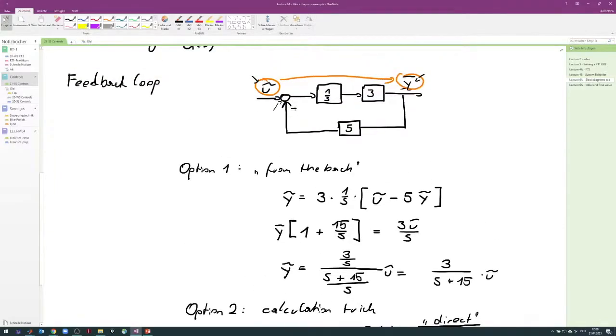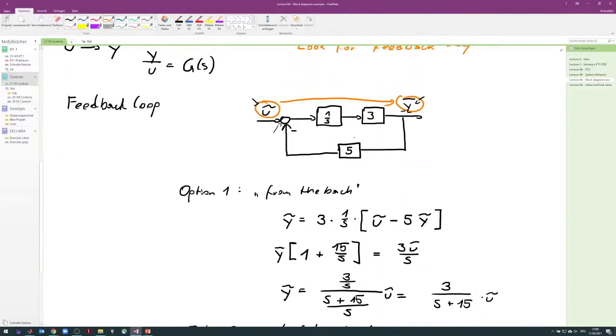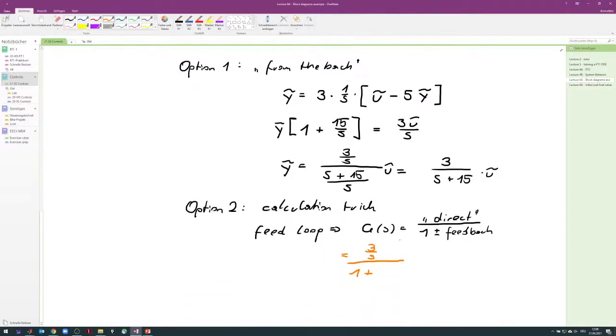And we got 1, and now we have a minus here, so we need to go 1 plus. And we go through the loop, which is 1 over S times 3 times 5, it's 15 over S. Okay, so we multiply together, and you already see it looks like what we had here. We end up with 3 over S plus 15. So it's equal, right? So your G of S is the same, I hope you can see that.